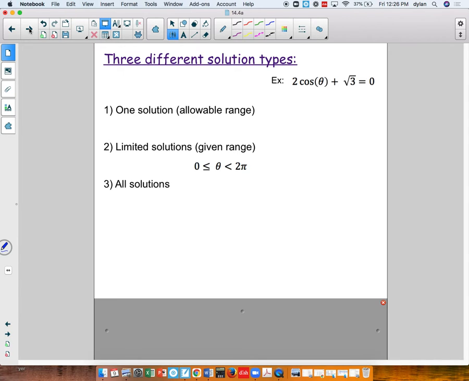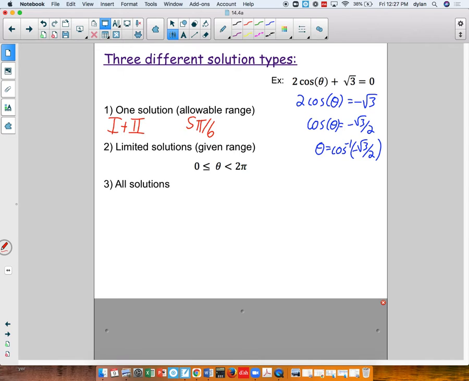If we look at this simple example, 2 cosine theta plus root 3 equals 0, and we wanted to solve this, the first thing we would do is subtract root 3 from both sides, and then divide by 2. And then we'll take the cosine inverse to get rid of cosine and get theta by itself. And here's where we need to think about what type of solution the problem's asking us for. If we're only asked for one solution within the allowable range, cosine's allowable range is quadrants 1 and 2. The only place that we would end up with a value of negative root 3 over 2 for cosine would be at the angle 5 pi over 6.